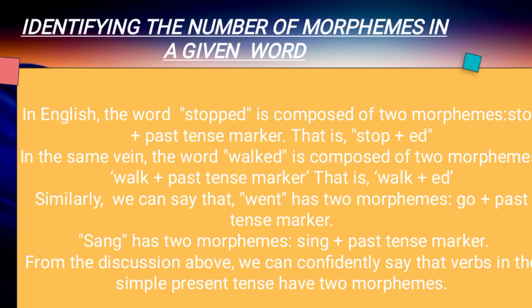Similarly, we can say that went has two morphemes. That is go plus the past tense marker. Sang has two morphemes. That is sing plus past tense marker. From the discussion above, we can confidently say that verbs in the simple past tense have two morphemes.